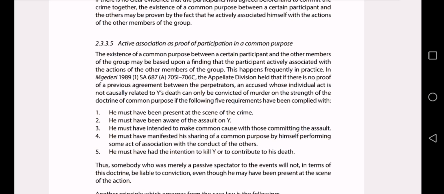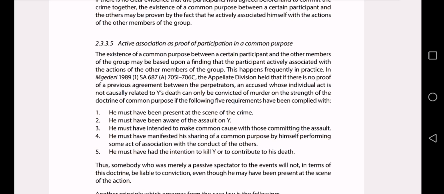In Ngedezi, the Appellate Division held that if there is no proof of a previous agreement between perpetrators and an accused whose individual act is not causally related to Y's death, he can only be convicted of murder on the strength of the doctrine of common purpose if the following 5 requirements had been complied with.